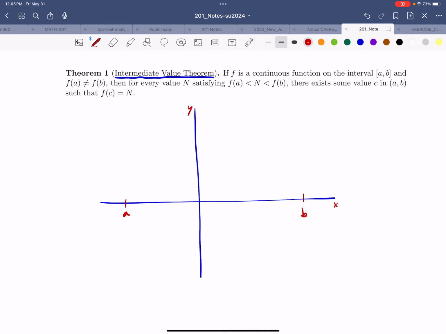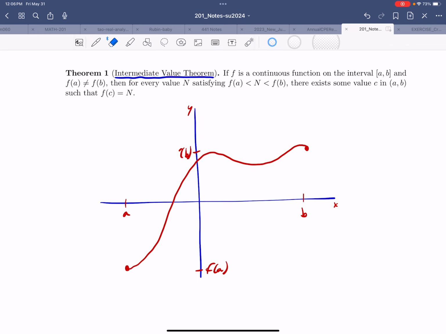And maybe it doesn't start where it ends. Maybe it starts here, I don't know, and maybe it does something like this, something like that. Then what that means is, so it starts at f of a. That's the y value perspective. That's f of a. This is f of b.